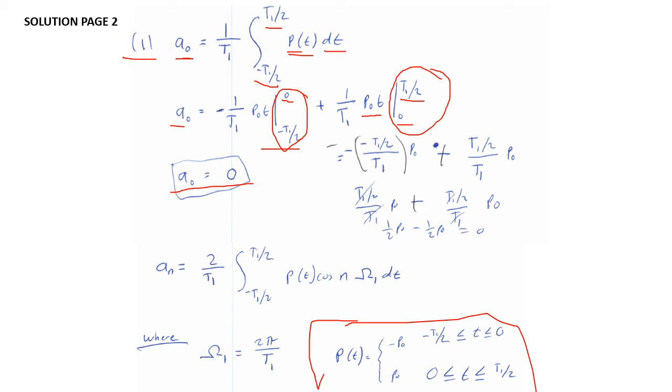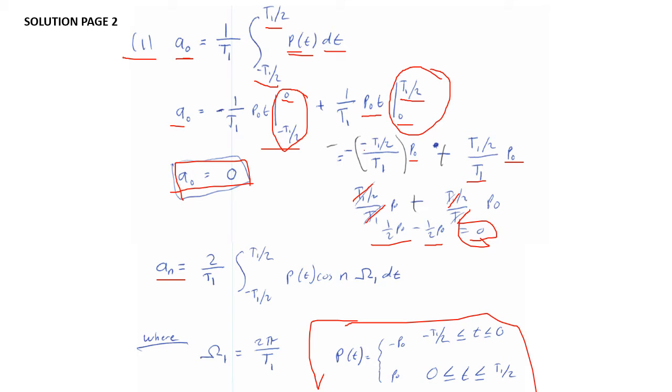So if we continue going on here to prove that, we show now negative T1 over 2 all over T1 there times our p naught, plus our T1 over 2 over T1 times our p naught there. So we can look here, our T1 cancels with our T1 there, T1 cancels with our T1 there. We're left with 1/2 p naught minus 1/2 p naught, which is a 0, which again is how we end up with our a naught equal to 0 there. So then we move on to our a sub n expression here.